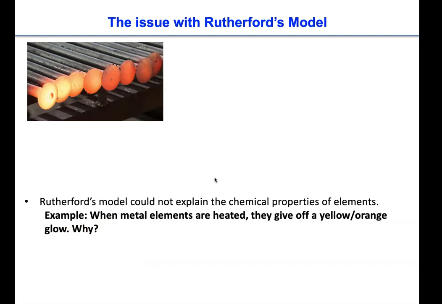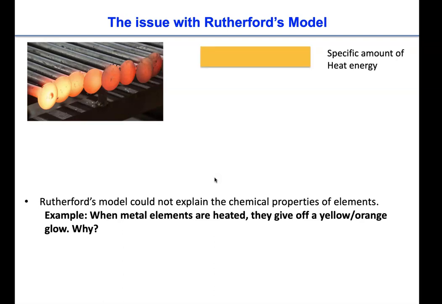There was an issue with Rutherford's model. For example, when you heat a metal, the metal atoms absorb that heat energy and turn into a shiny, almost yellow color. And then as they cool down, releasing that energy, they turn into a red and then a gray color and go back to their normal color. Rutherford's model doesn't explain this.